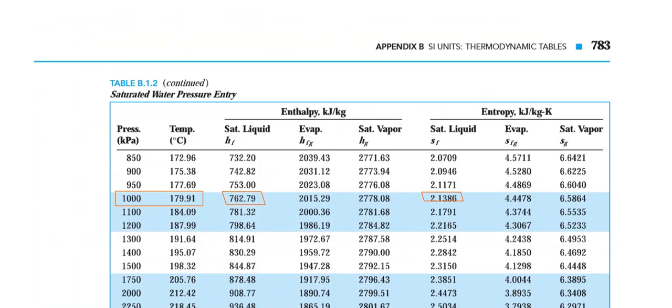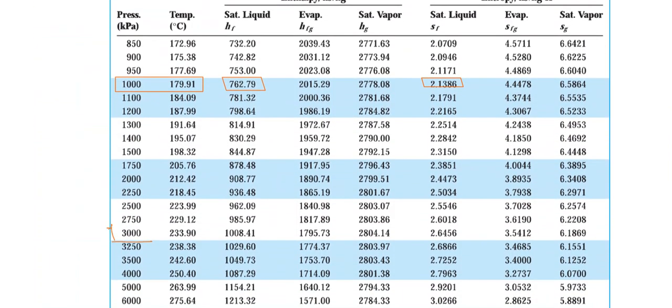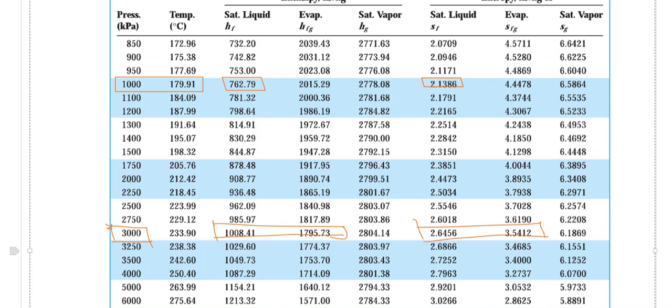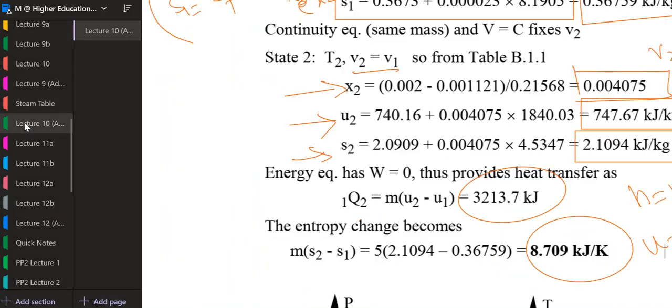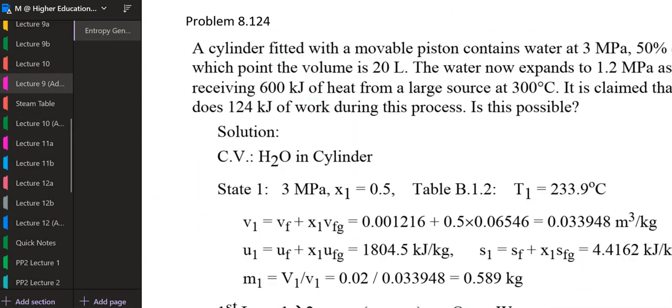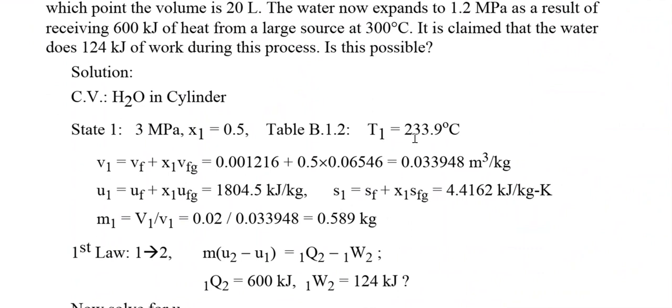Again, you can just use the other one as well. So at 3000 kilopascal, we have the enthalpy value over here, and we have the entropy value, which is 2.6456 and 3.5412. So moving back to the problem and putting these values in, we have the value of vf, uf, vfg, and ufg over here. Yes, you can also find the value of sfg as well. So putting all these values, we can find the value of v1 as this much, and we have the value of u1, which is this one, and we have the value of s1.